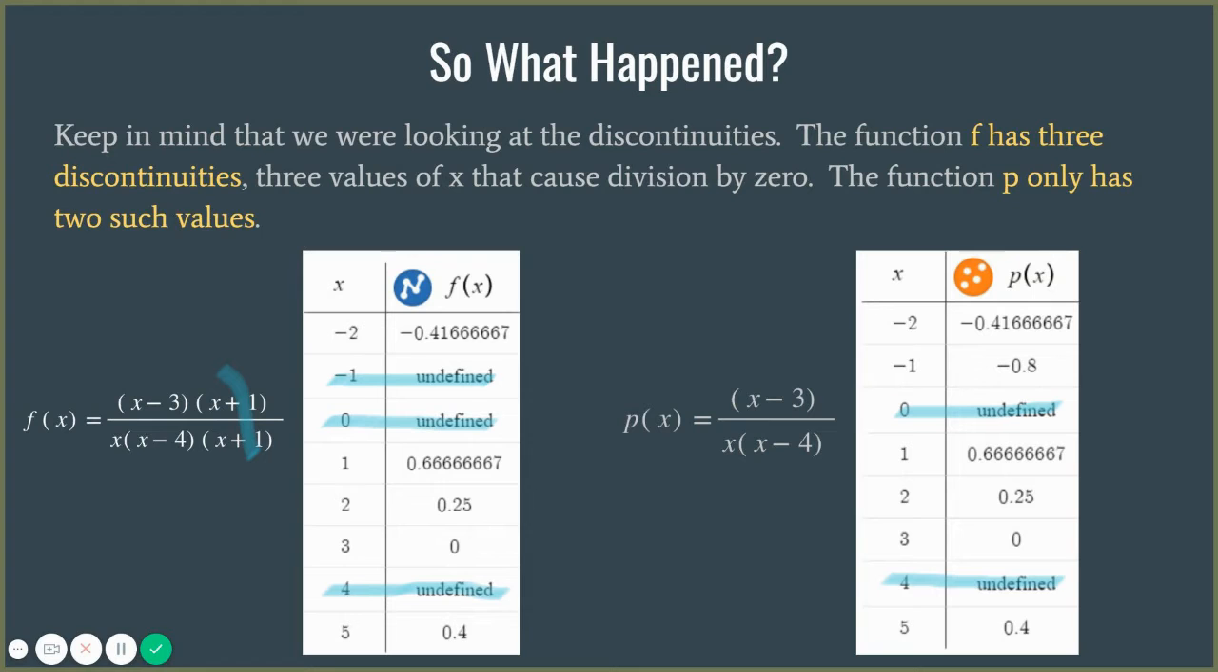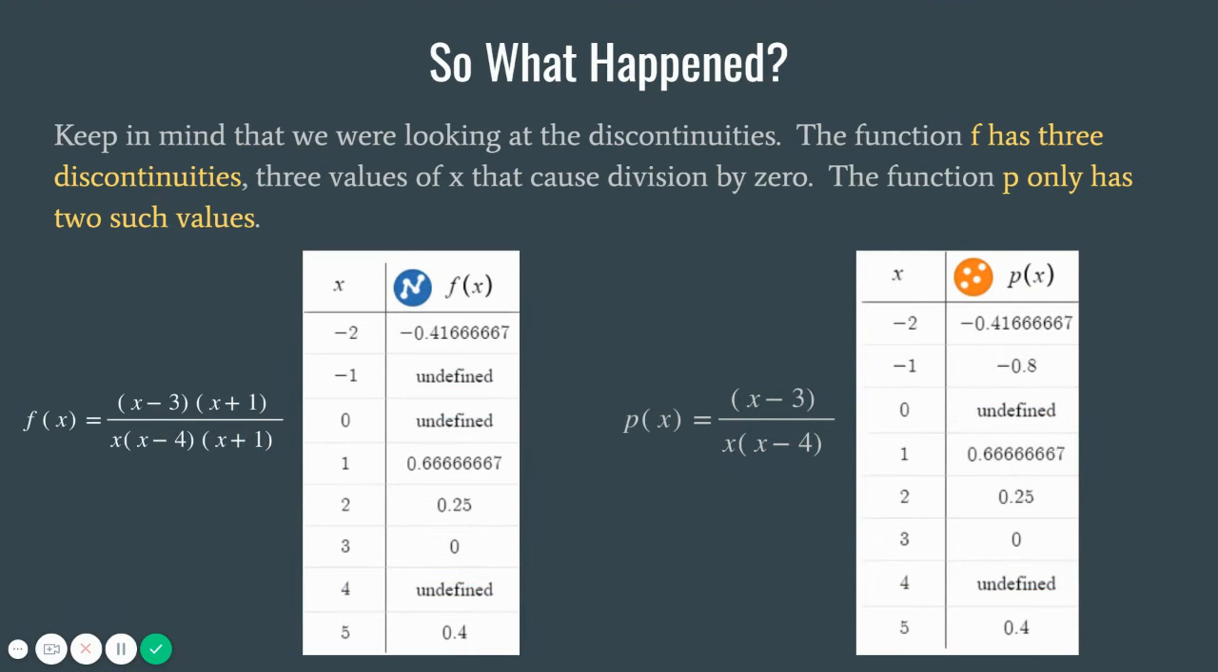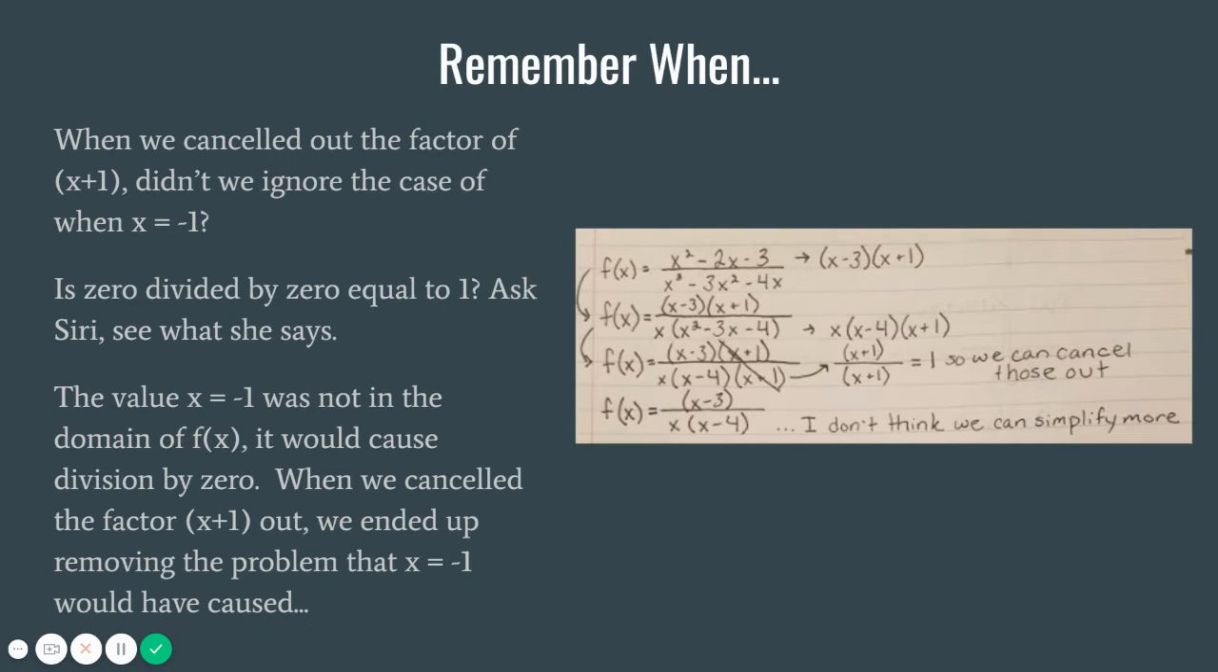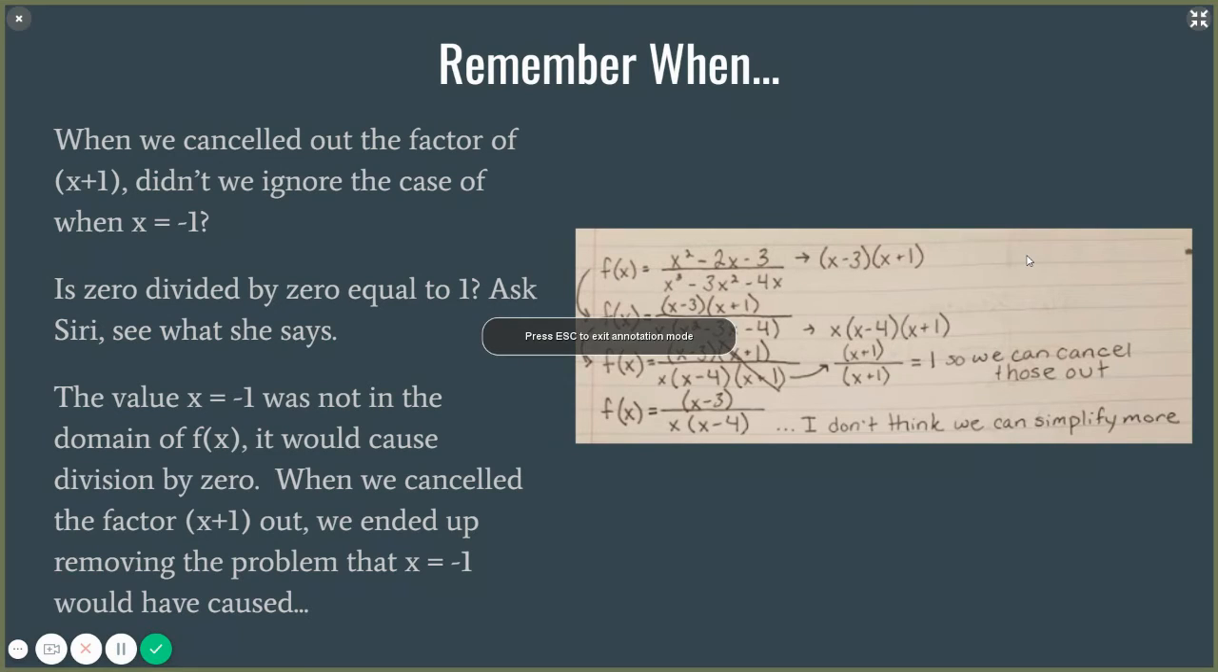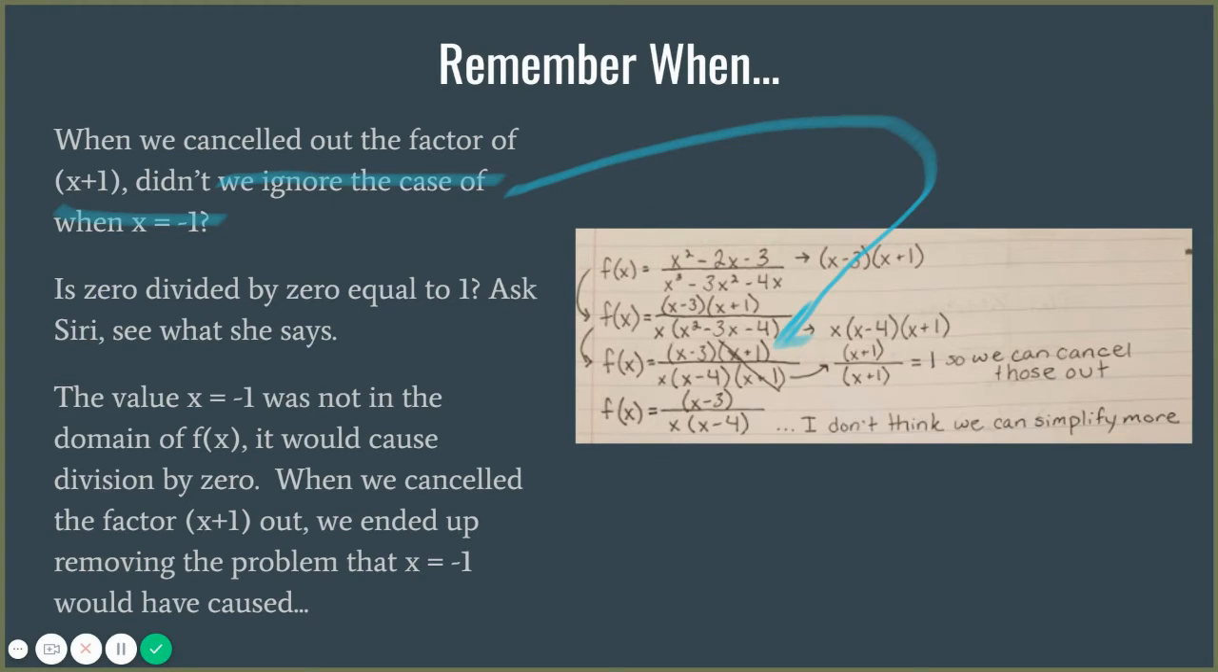And indeed, you can go ahead and start to investigate this. So remember, when we were canceling out the common factor, we kind of ignored the case of when x is equal to -1. Because what if x equaled -1? What if we had put in x equals -1 right there? Or could you still make that statement right there if x was -1?